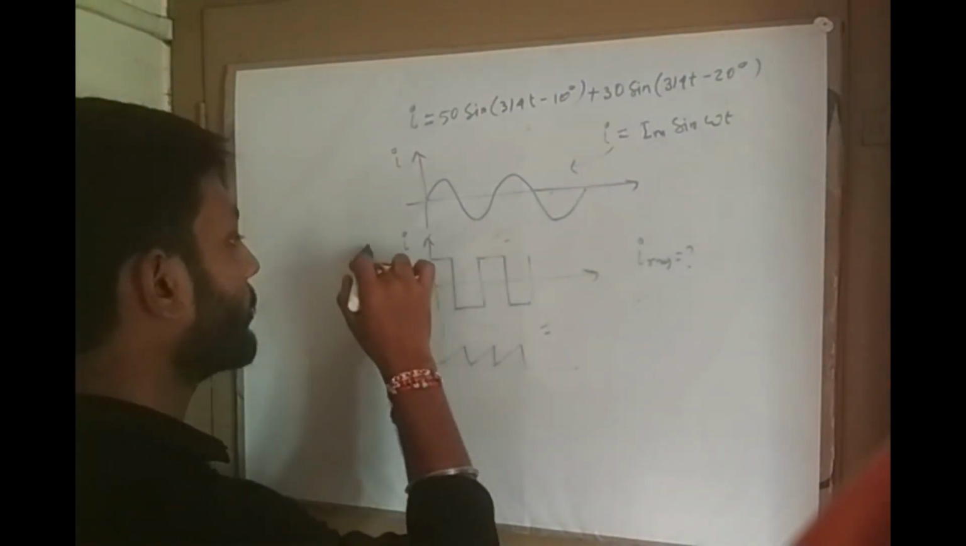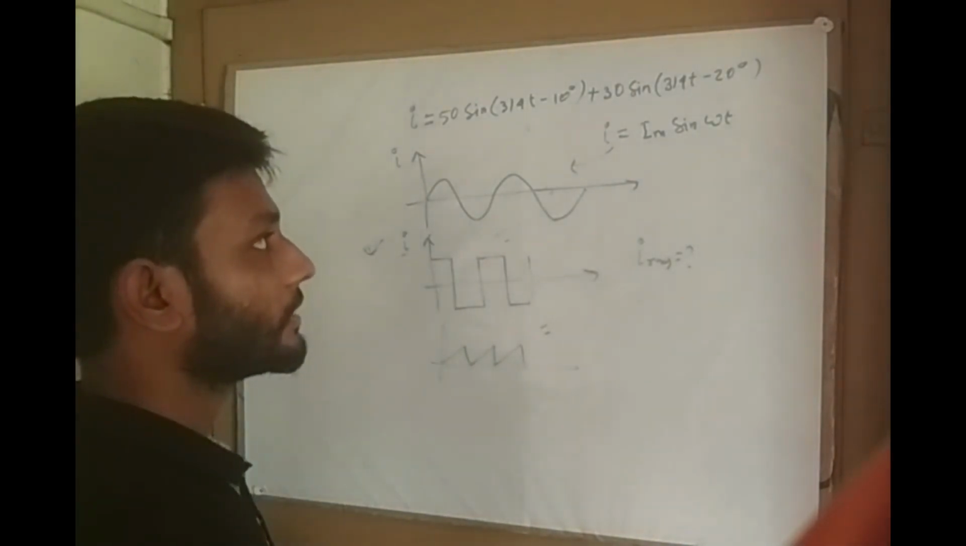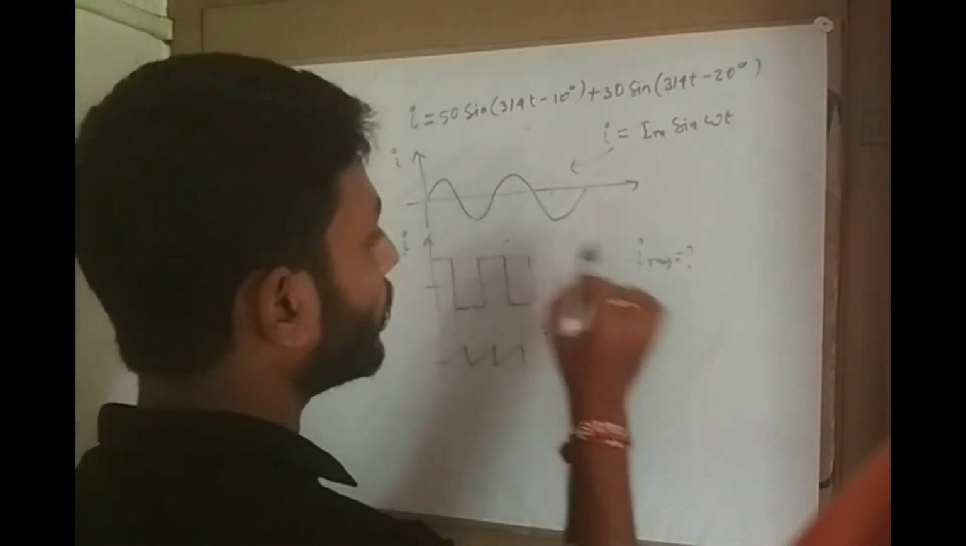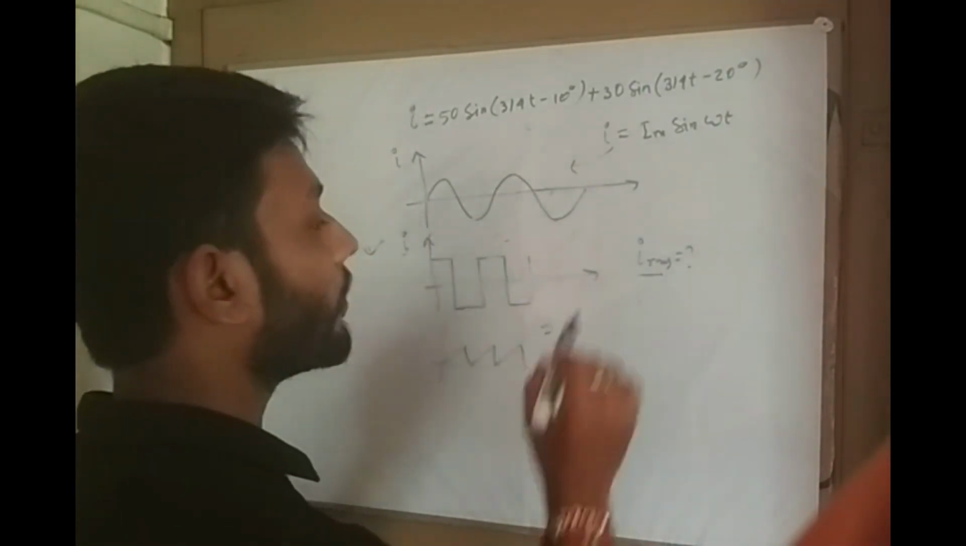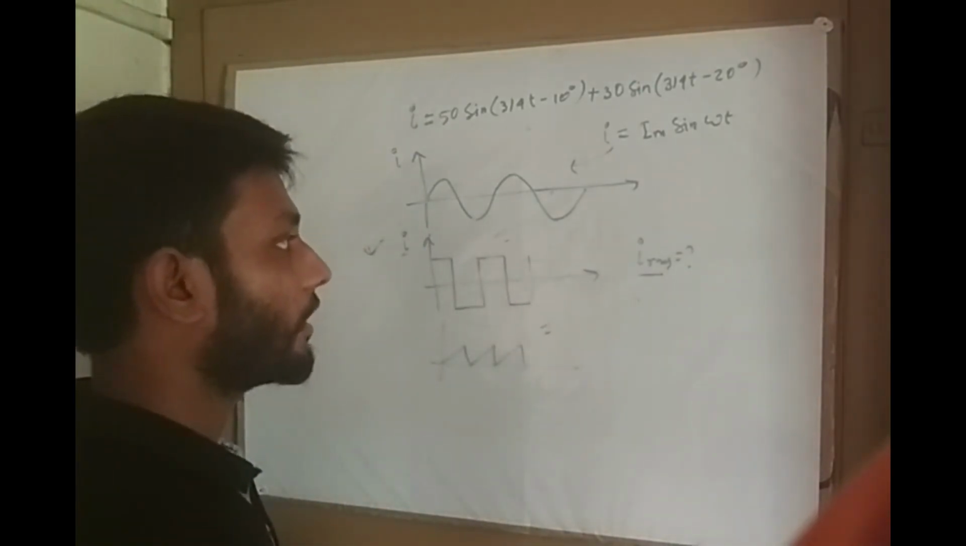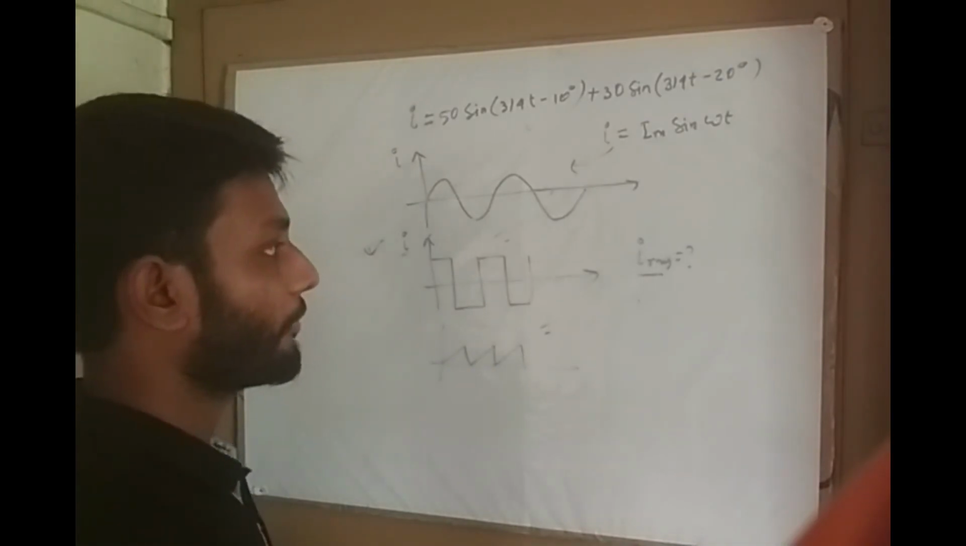Instead of current, voltage may also be given. From this type of signal, how RMS value is found, for that you have to know some shortcut methods. For that we will discuss now.